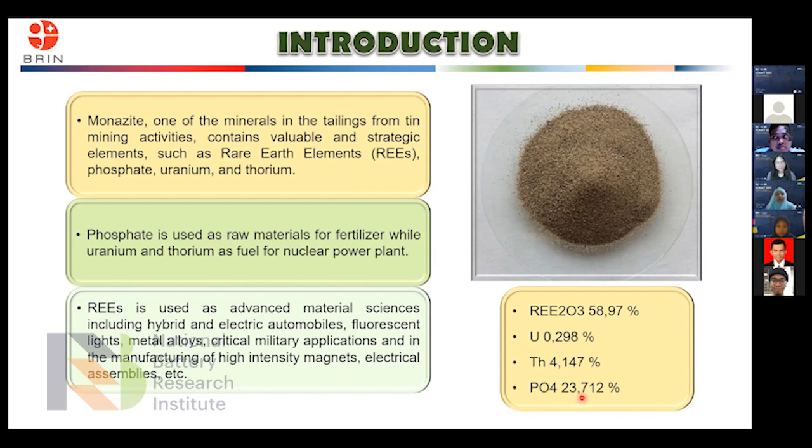And the utilization of each element in monazite: phosphate is used as raw material for fertilizer, while uranium and thorium are used as nuclear fuel for nuclear power plants. REE is used in advanced material science, including hybrid and electronic automobiles, fluorescent light, metal alloys, critical military applications, and in the manufacturing of high intensity magnets, electrical assemblies, etc.